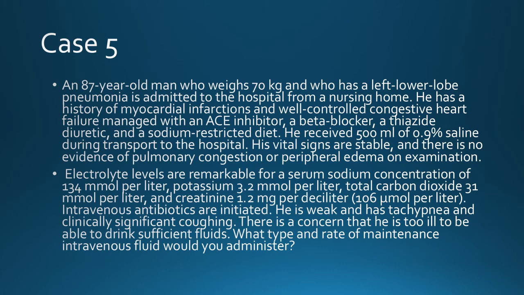All right, so this one, again, a little bit more complicated. Let's say we have an 87-year-old man weighing 70 kilos. He's got left lower lobe pneumonia, admitted to the hospital from the nursing home. He's got a history of myocardial infarction, well-controlled CHF. He's on an ACE inhibitor, beta blocker, thiazide, sodium-restricted diet. Again, this is an easy patient compared to some you'll run into. He got 500 mL of NS during transport. Vital signs are stable. No evidence of pulmonary congestion. No peripheral edema on examination. So he does not appear to be fluid overloaded. Appears to be euvolemic, at least at this point.